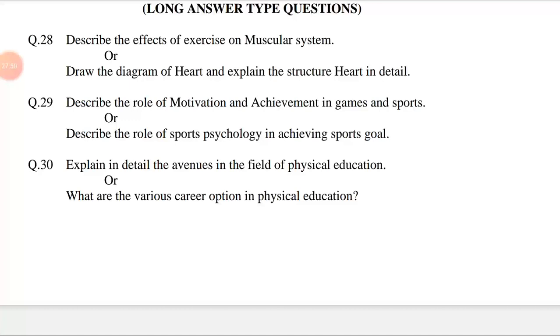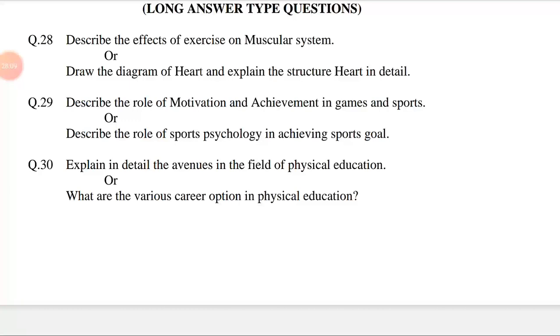Sixth, muscle work with greater speed. Seventh, endurance of muscle developed. Eighth, proper shape of the body. Ninth, efficient use of diet. Tenth, reducing chances of obesity.